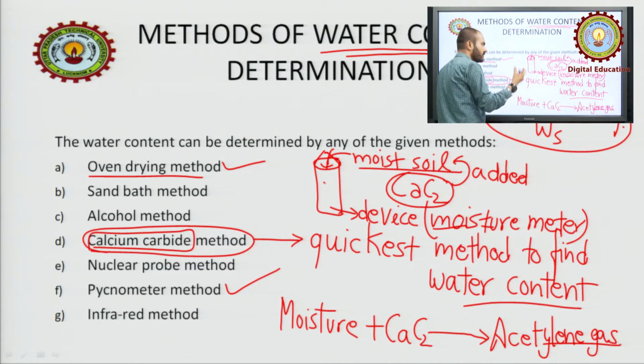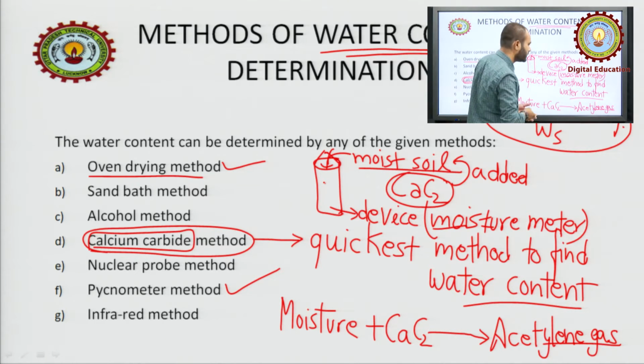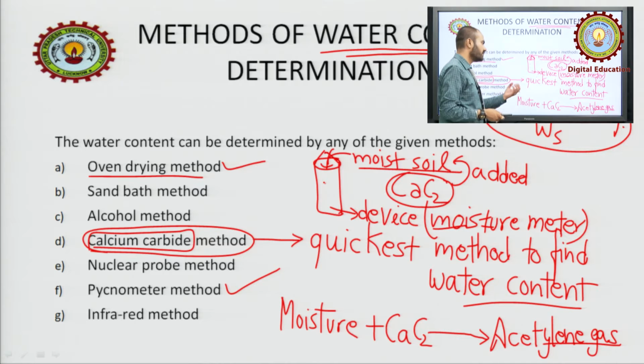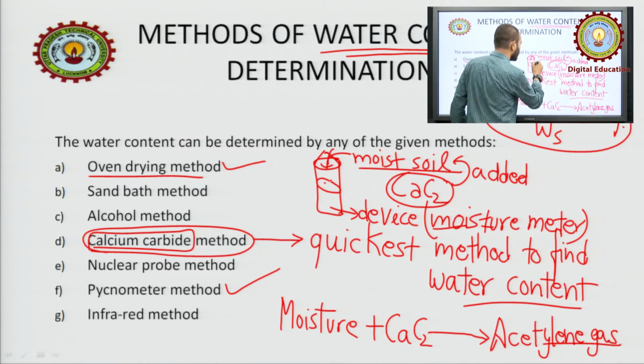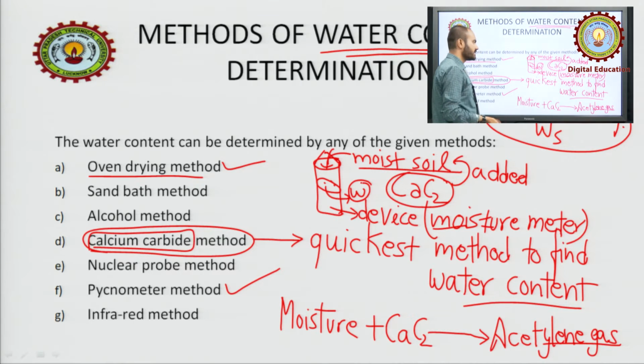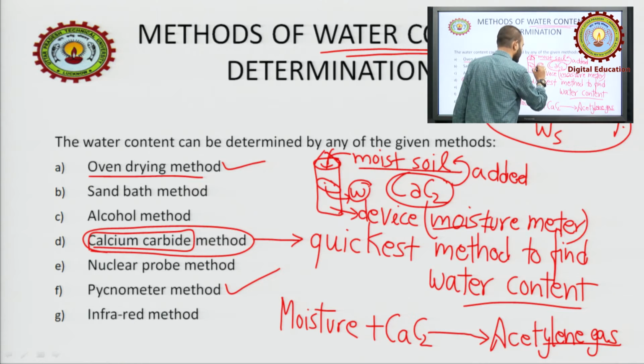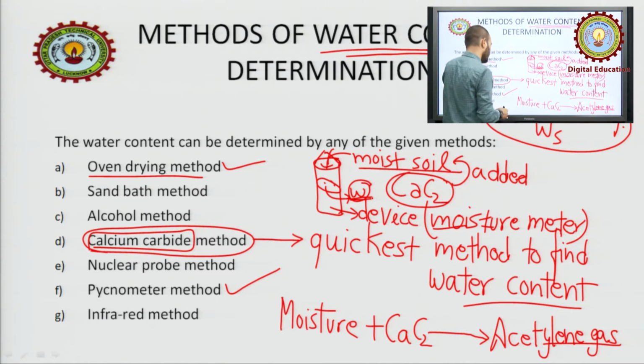If a gas is produced, then it will have a higher volume. So, there will be a pressure exerted on this container. This pressure, measured in direct terms of moisture content, means how much pressure is being exerted on the walls of the device. It is directly calibrated in such a way that it will give you the value of W directly. This is the first method.